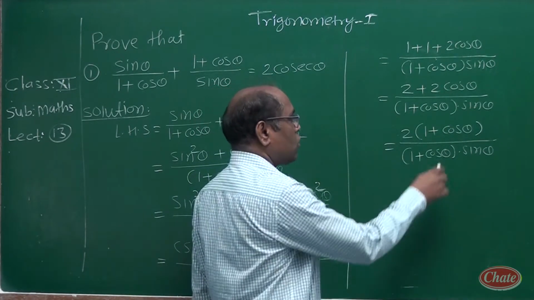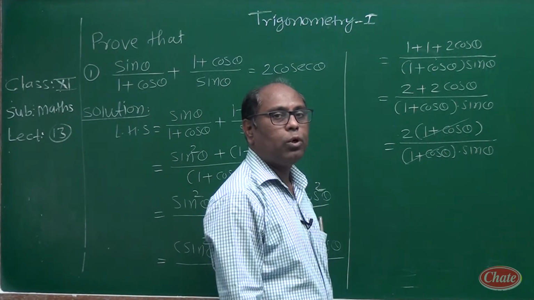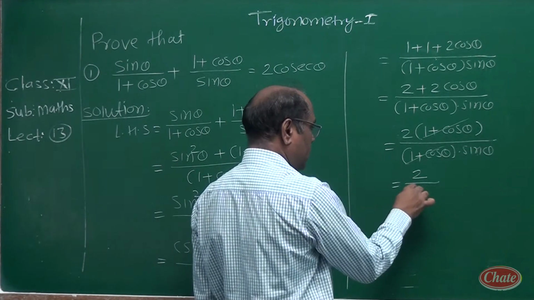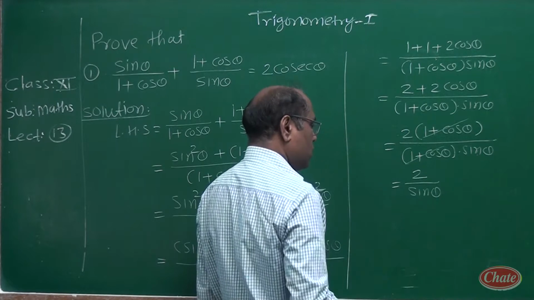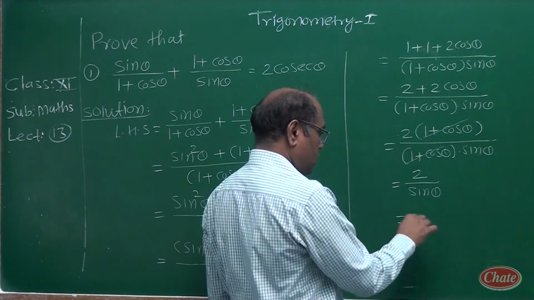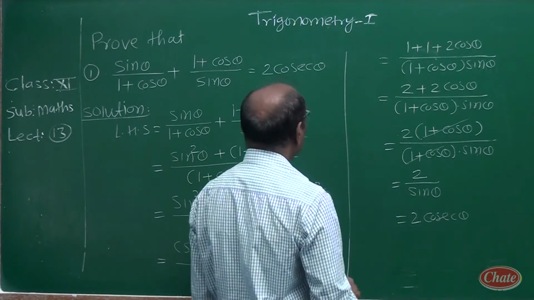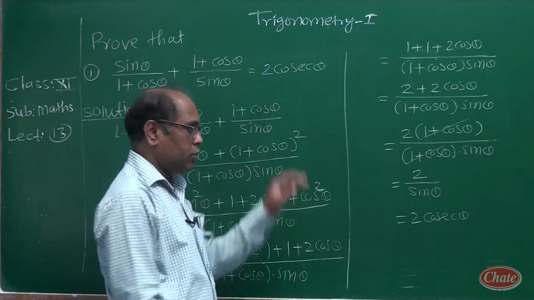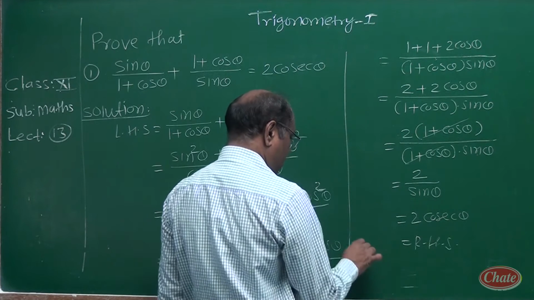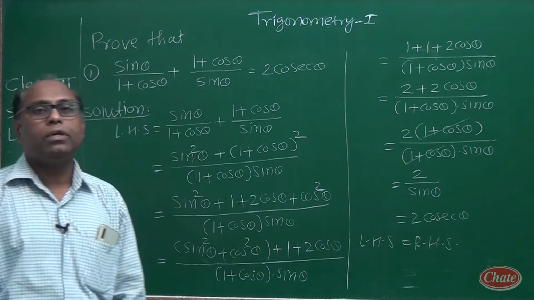Now the 1 plus cos theta gets cancelled from numerator and denominator. So what we get? 2 divided by sin theta. So that is equal to 2 upon sin theta. 1 upon sin theta means cosec theta. So that is 2 cosec theta, and that is nothing but the RHS. Therefore LHS is equal to RHS. So that is the required answer.